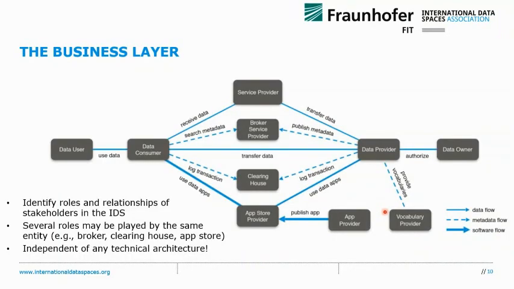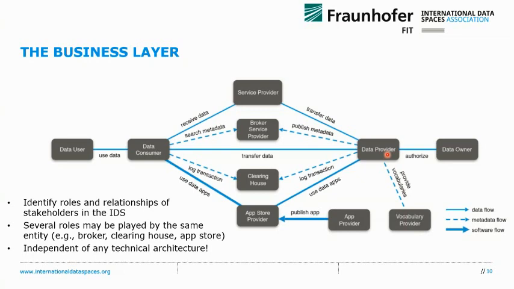So the business layer, as we have seen, is the first layer of the IDS architecture, and this defines at a very high level the stakeholders, the participants of the IDS, and their relationships to each other. Probably the first most important roles in this context are the data provider and the data owner. Here we have made a separation between these two roles. The data owner can be seen more as the legal entity really owning the data, having the right to do something with the data, and the data provider is more the technical entity which is participating in the IDS and has the IDS software running, and then really provides the data on a technical level.